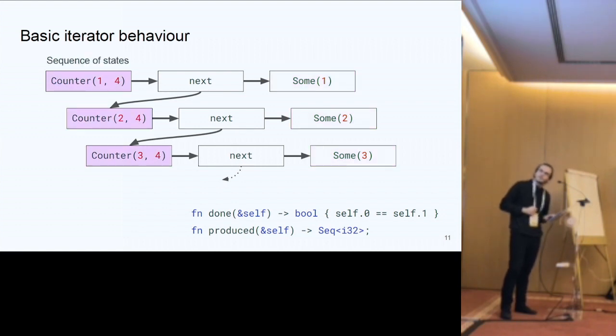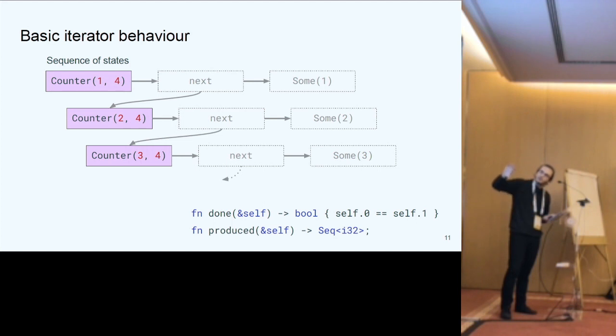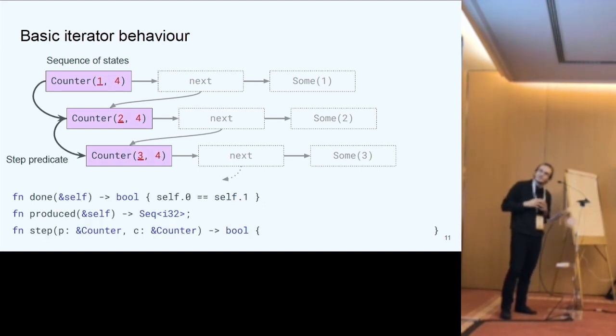Also, focusing on the states themselves, ignoring the fact that we're actually calling this next method, at each step in this iteration we can find some kind of relationship between successive states. So we define this one-step predicate called step, which relates a previous state to a current state. We can see that with each step we increment the first number by 1, and crucially that the second number stays the same.